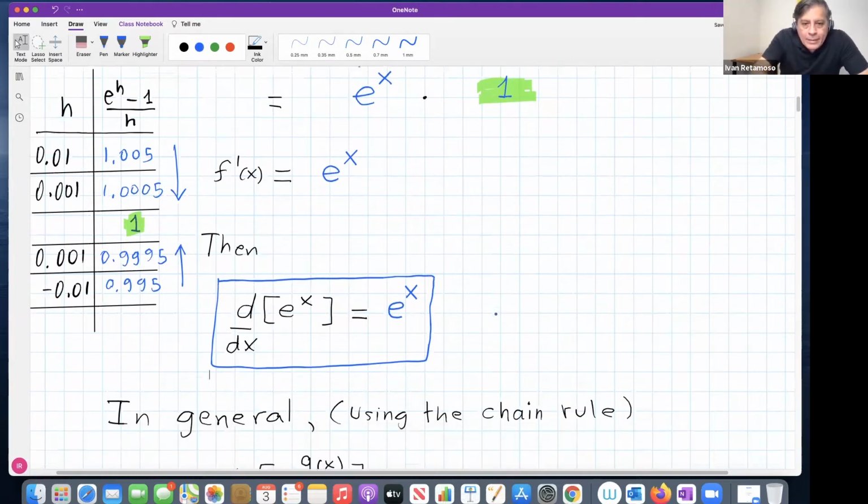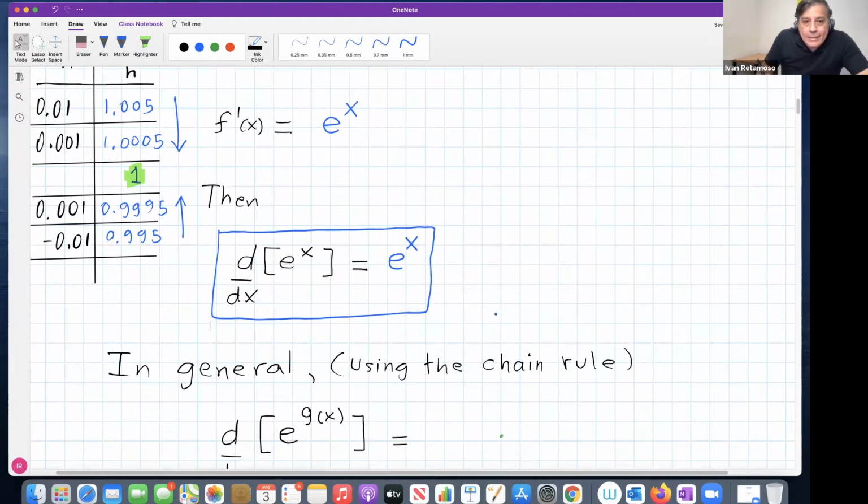Very good. Now, this is the derivative of e to the x in its basic form, with exponent x. But it turns out you're going to be asked to compute the derivative of e to the x squared, e to the 3x plus 1, e to the sine of x.